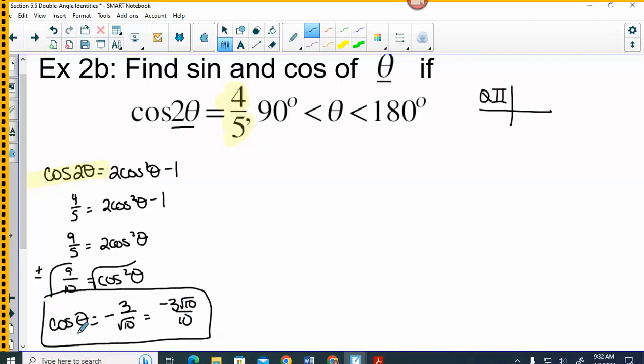I might only ask for sine and cosine, so you are welcome to set up a triangle at this point to get your sine value. Or, I just want to show you another option. You could do the formula again, but this time, since I'm looking for sine, I would use the formula that involved sine. So cosine 2 theta is 4/5.